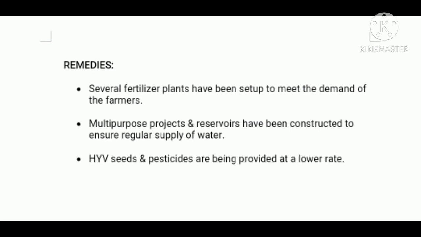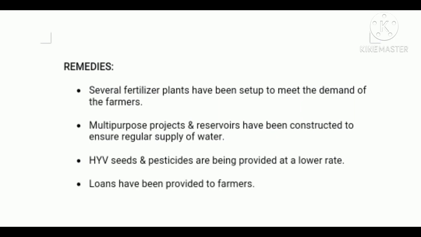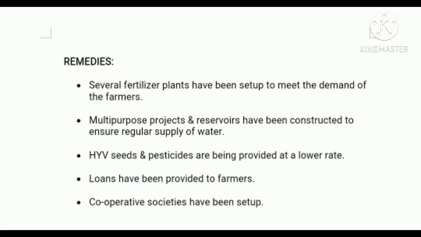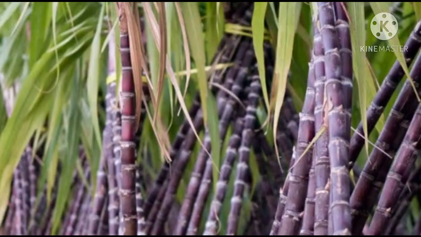HYV seeds and pesticides are being provided at lower rates as well. Next, loans have been provided to the farmers for the construction of tube wells and for buying seeds as well. Lastly, cooperative societies have been set up to provide support to the farmers.